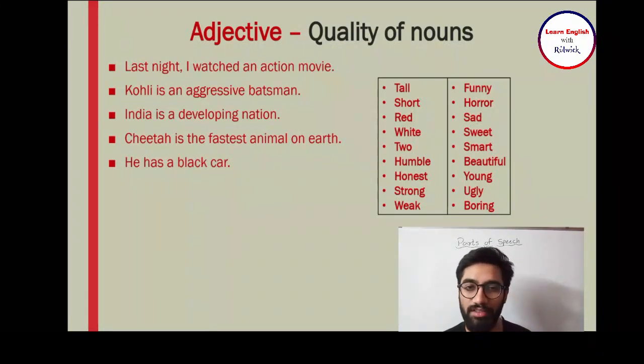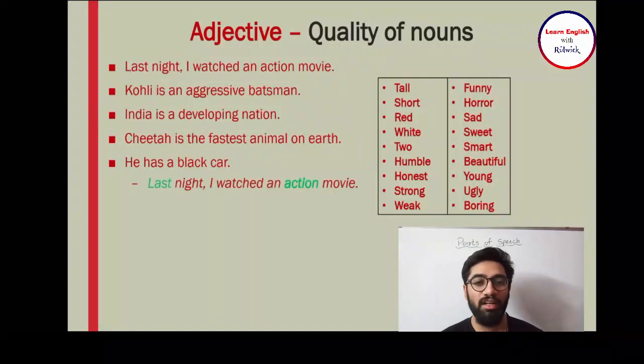Fine. Let's look at the answers. Last night I watched an action movie. Last night, the last word is an adjective which is precising a night. At the same time, action movie, which talks about the kind of movie I watched. There might be different kinds of movies like action, horror, romantic, revenge. In this sentence we have an adjective that is action movie.